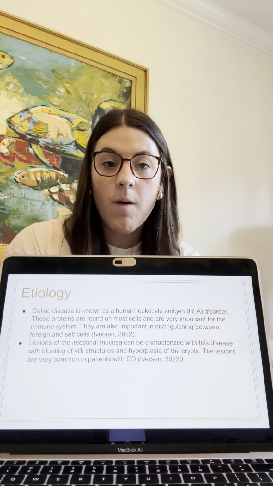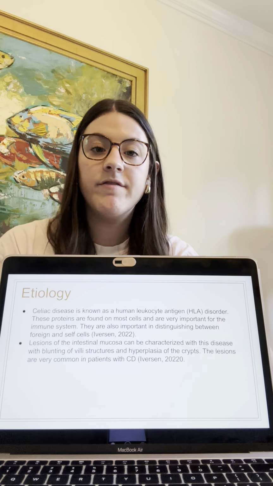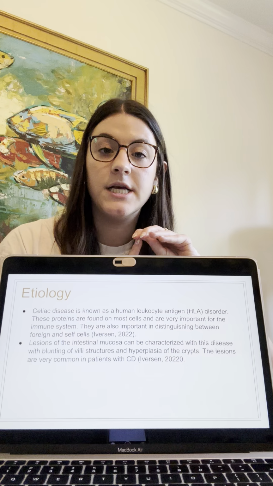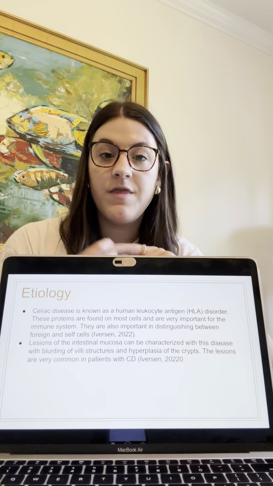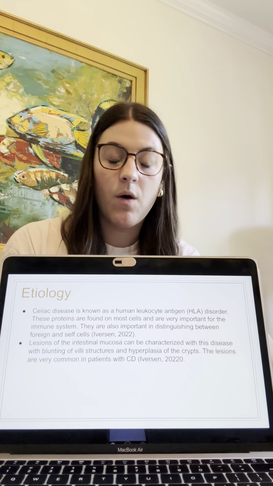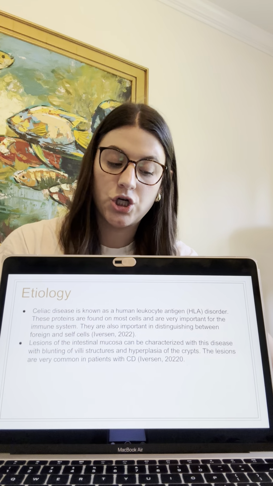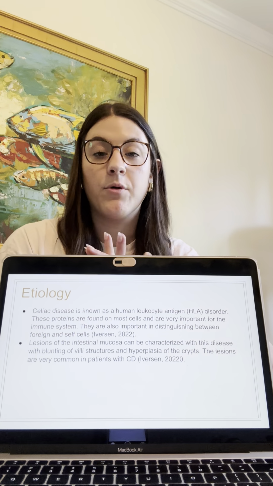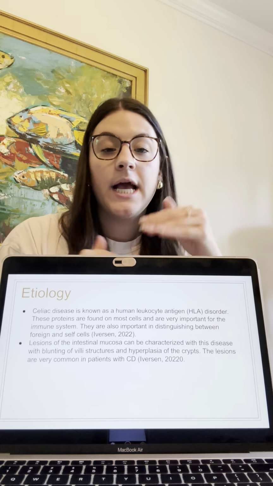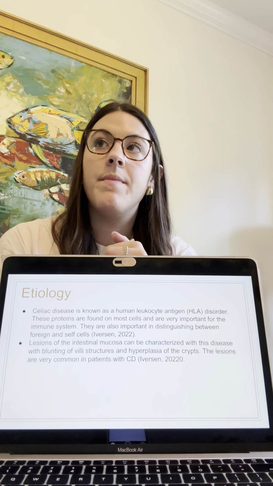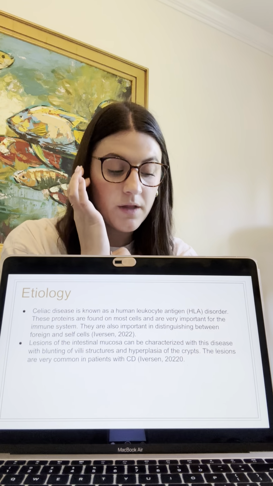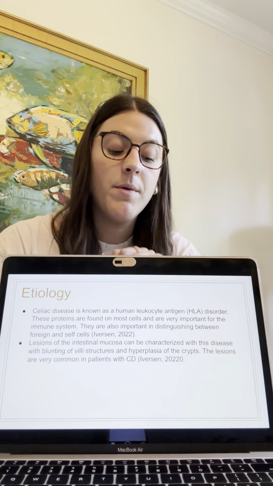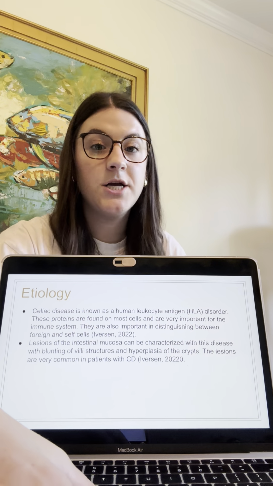A very common thing in celiac disease is having lesions on the intestinal mucosa. There will be blunting of the villi structures, with also hyperplasia of the crypts, so just elongating them, and they're smashing together. And these lesions are very common with celiac disease patients.